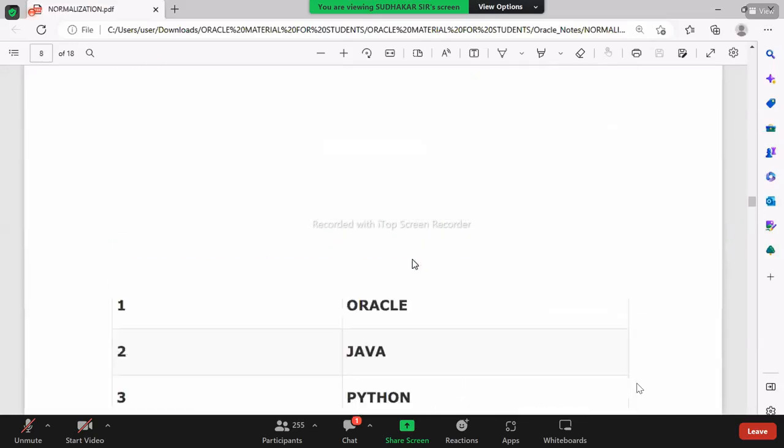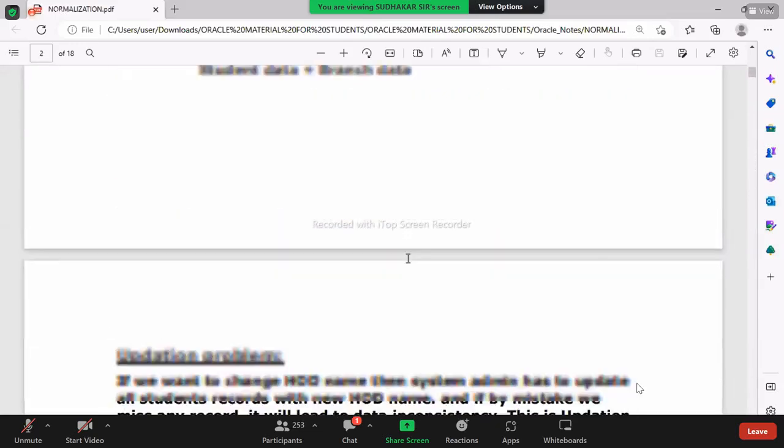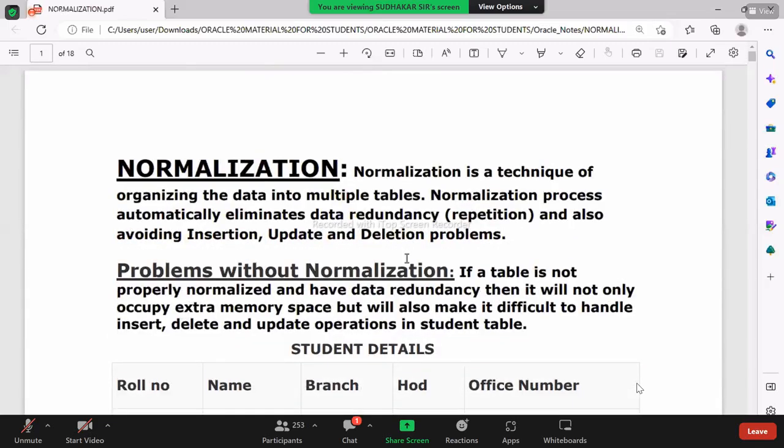So finally, what you concluded here is that every normalization technique is one condition. If those conditions are satisfied by your tables, then the tables come under normalized tables. If not satisfied, then they are called denormalized tables. This is the conclusion. Understand?